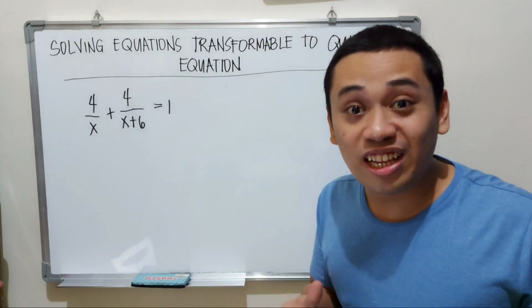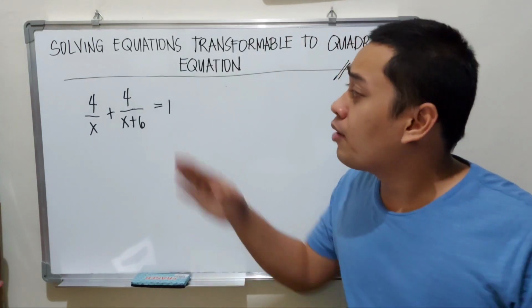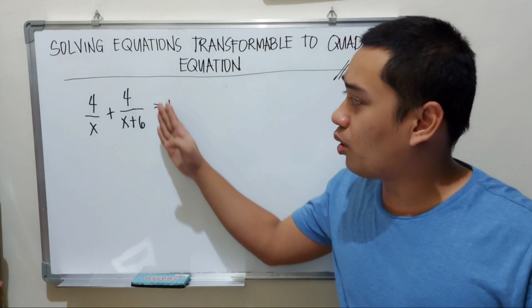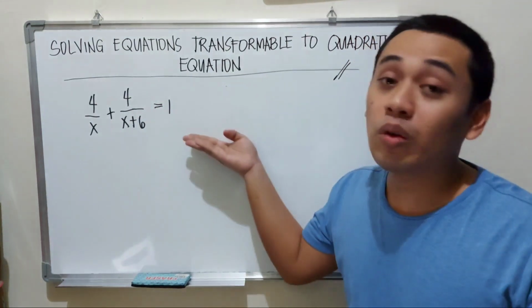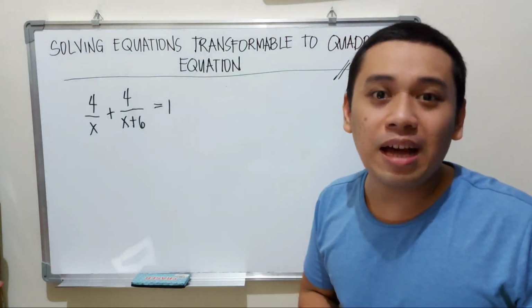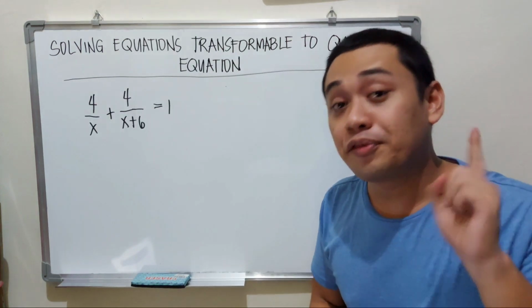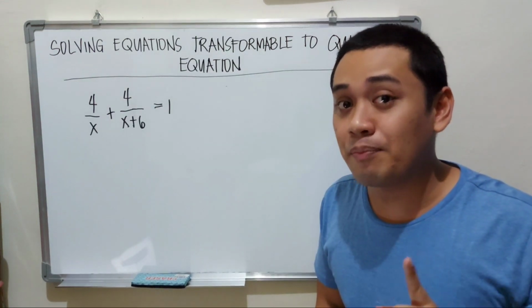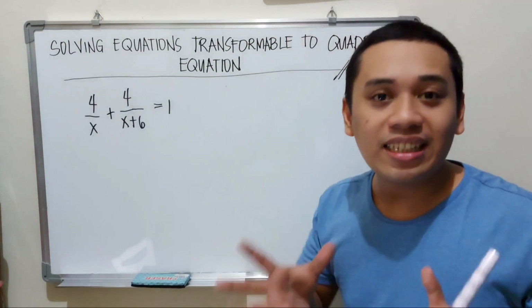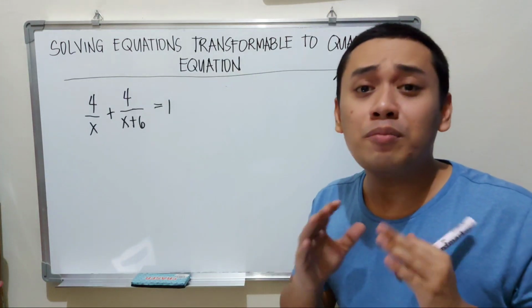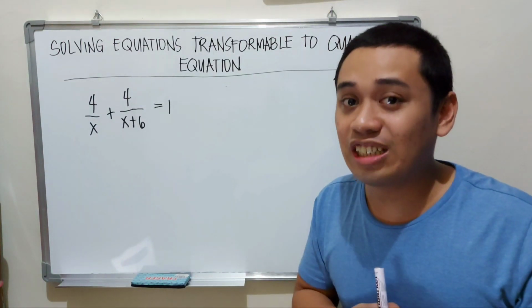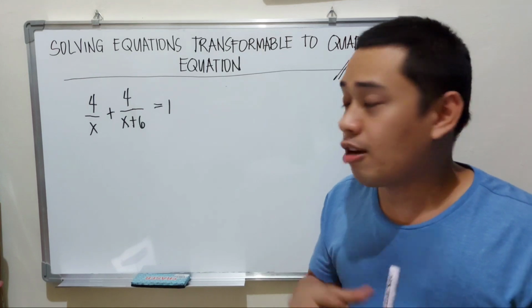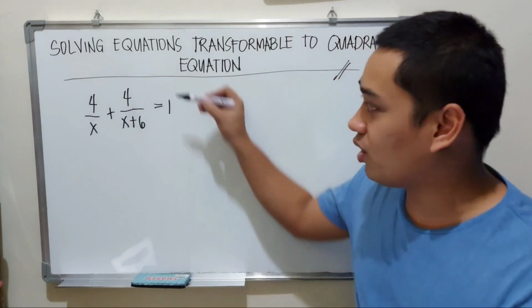Now, for our second example, let's try to consider 4 over x plus 4 over x plus 6 equals 1. Paano natin siya masosolve? First step is to multiply them by the LCD. Ang LCD natin, tatandaan nyo, ay yung mga numbers na makikita lang ninyo sa denominator. In our case, we have two denominators here.